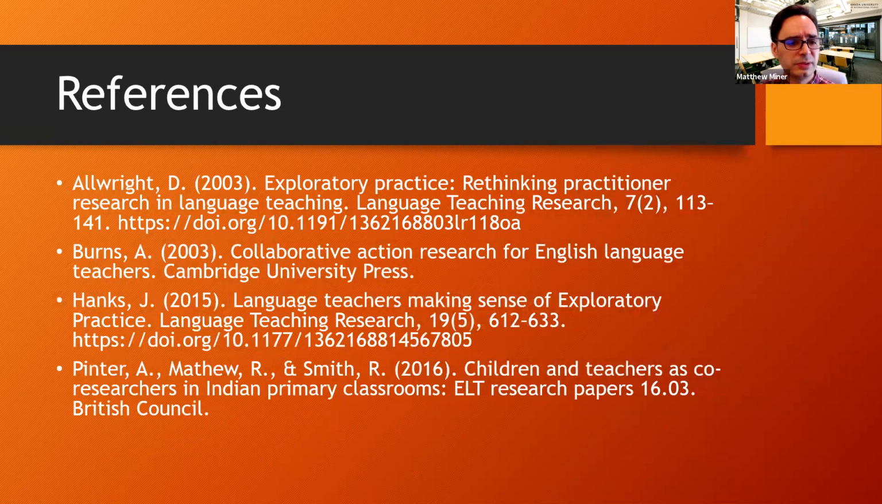Here's some references we talked about. If you want to look into other literature, Dick Allwright's one of the big authors on that. And those were the case studies, Hanks and Pinter.